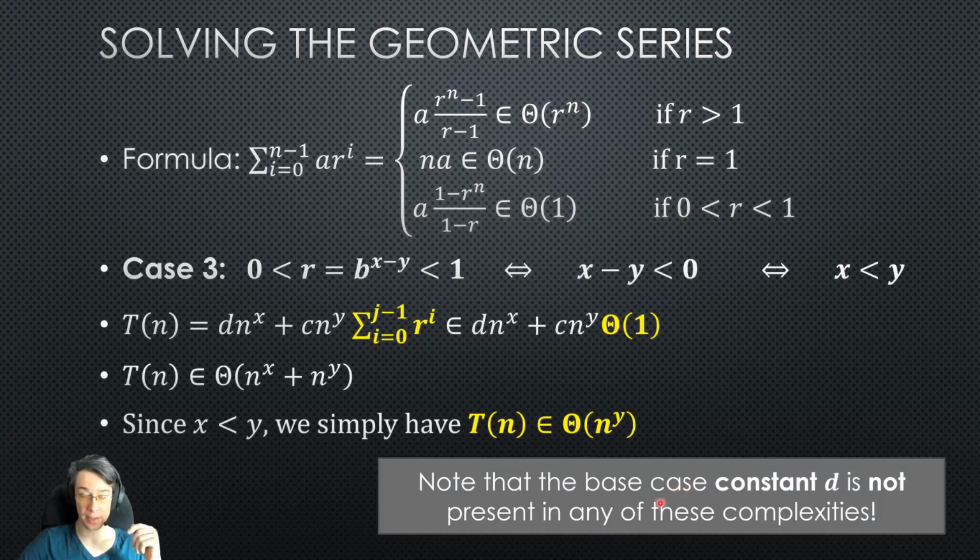Now note, this is sort of interesting. We have that base case T of 1 equals d in the original recurrence, and we haven't seen a d appear anywhere in any of these complexities. It turns out that that base case, that constant base case, as long as it's a constant, is dominated by all these other terms, so it never shows up in the complexities, which is sort of interesting.